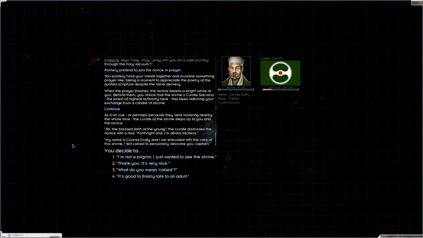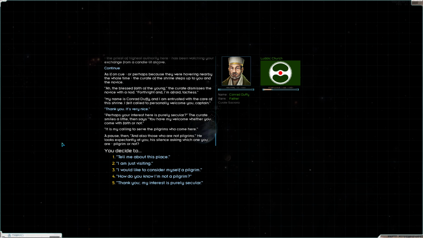As if on cue, or perhaps because they were hovering nearby the whole time, the curate of the shrine steps up to you and the novice. "Ah, the blessed faith of the young," the curate dismisses the novice with a nod. "Forthright and, I'm afraid, tactless. My name is Conrad Duffy, and I am entrusted with the care of this shrine. I felt called to personally welcome you, Captain." I'll say... Thank you. It's very nice.